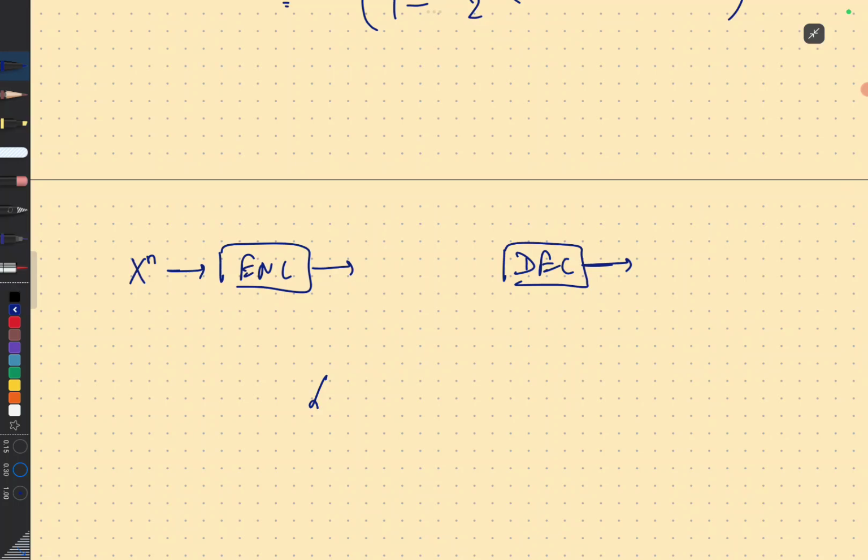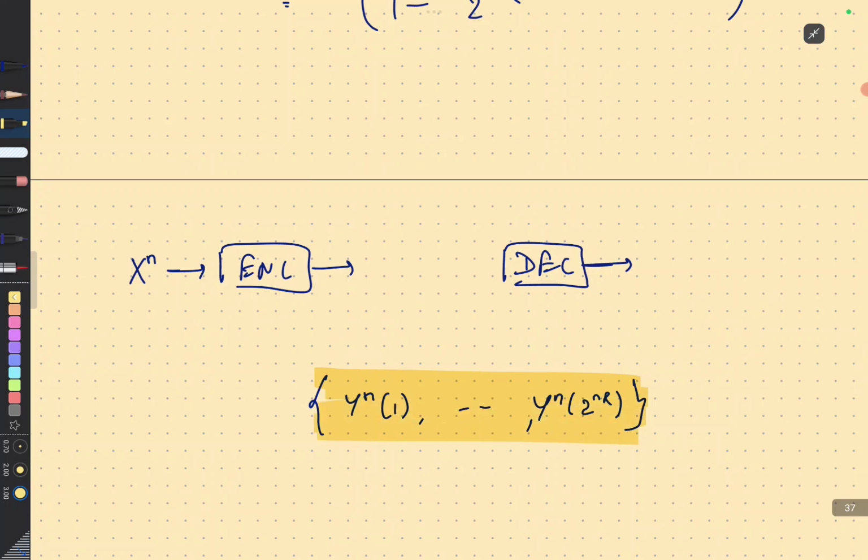So there is this code that is independently generated. This is being generated independently, and this is being generated independently. All right. This quantity is shared with the encoder and the decoder.